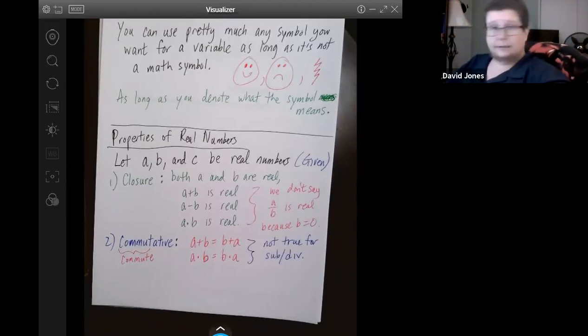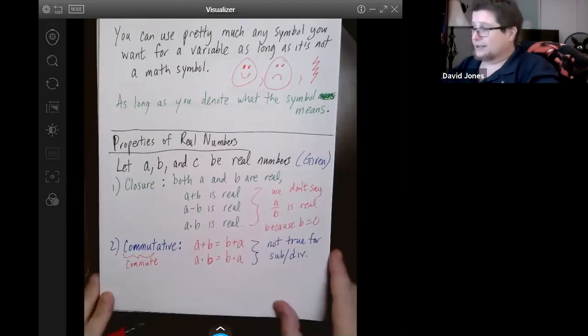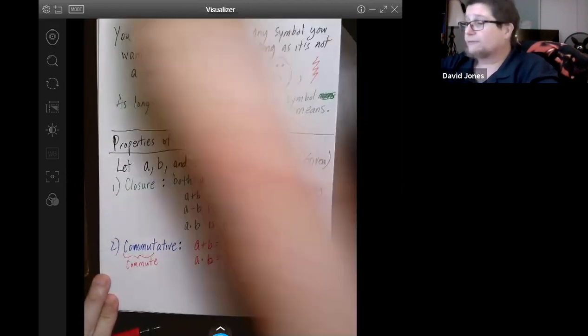Ready for another rule? Good. I'm glad you are. Let's do another rule. The next rule is called the associative rule.